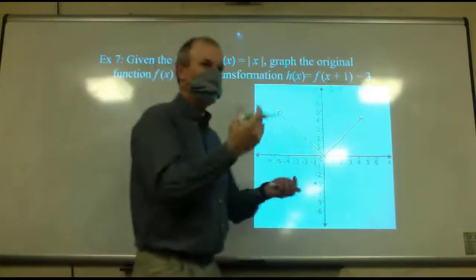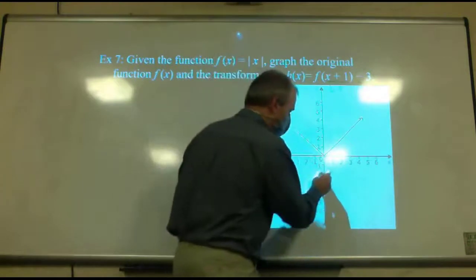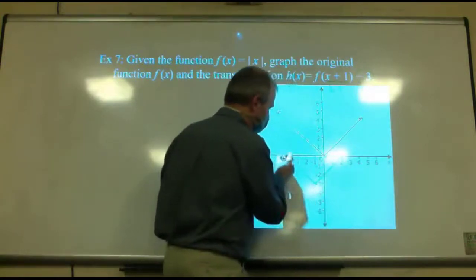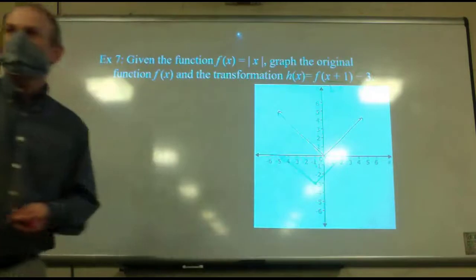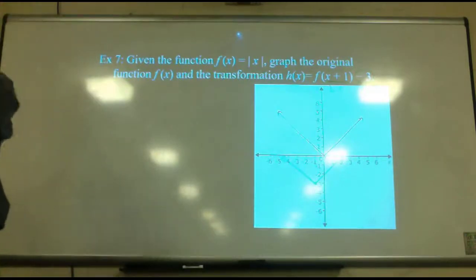Or you can just think about the general shape, and then it goes up like this, and it goes up like that. Okay, but the whole thing has been shifted to the left 1 and down 3. So will the shape always stay the same? There are a few times when it doesn't, but not with these. With shifting left and right, up and down, the shape never changes.